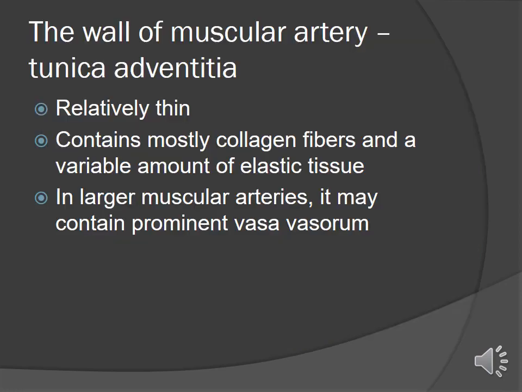The tunica adventitia of the muscular arteries consists of elastic and collagen fibers and ground substance with dermatan sulfate and heparan sulfate. This extracellular matrix is produced by fibroblasts in the adventitia. Vasa vasorum may also be present.